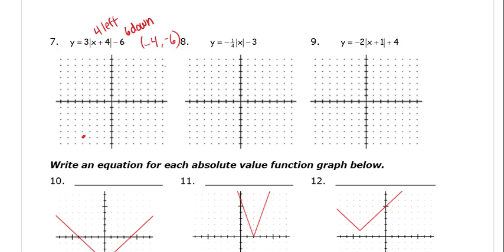Our slope is 3, so I can say 3 over 1. And that's going to tell me to go 3 up and 1 right. So from here, 1, 2, 3, 1 over 1, and keep going. We get one side. Now I can go 3 up and 1 left, and I can get the other side of my graph.